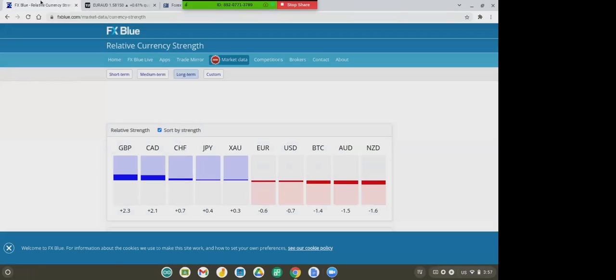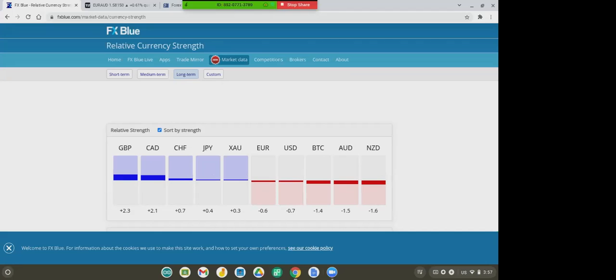And the second thing I do is I go on fxblue.com, and I look at the currency strength meter, to see what pairs are stronger and what pairs are weak. So right now, GBP, CAD, CHF, JPY, and gold are strong. The euro and US dollar, Bitcoin, AUD, NZD, they're weak right now. So I'll look at that, see what pairs are stronger and what pairs are weak.